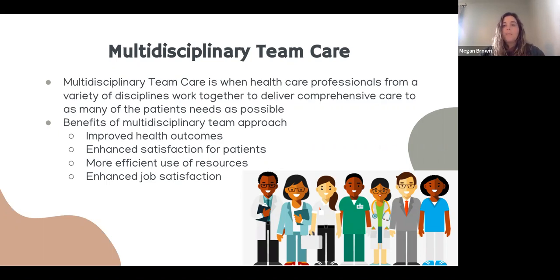There are various benefits that come from this multidisciplinary team approach. Just some of those that we listed here are improved health outcomes for patients, enhanced satisfaction for patients and their families, improved communication between specialties and team members within the healthcare setting, efficient use of resources, and even enhanced job satisfaction for those who are serving on the multidisciplinary team.